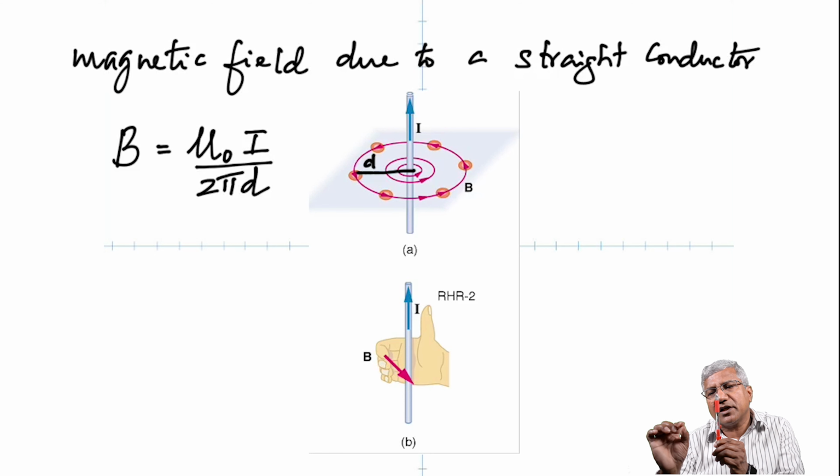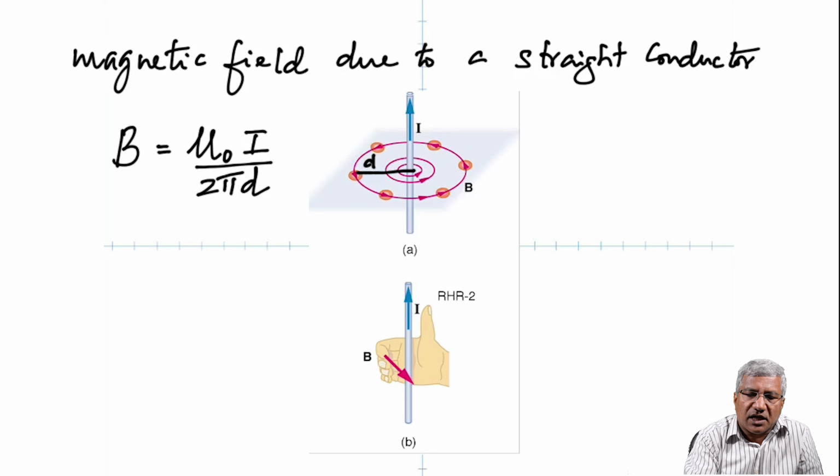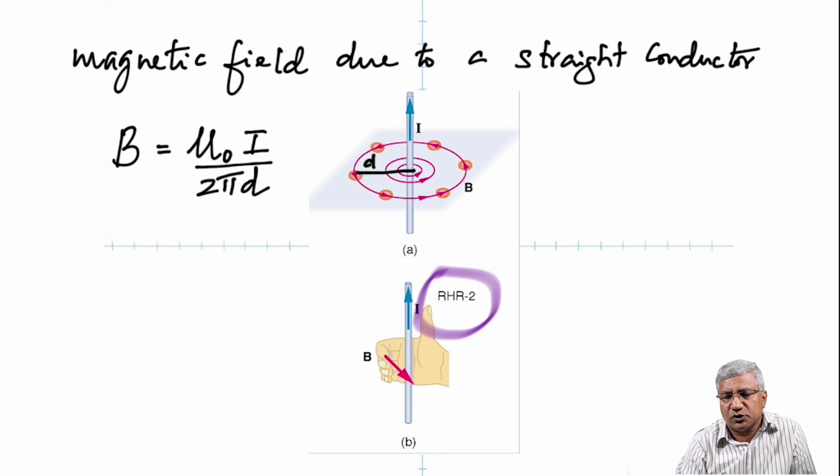But the magnetic field depends on the distance. So if you want to find the magnetic field at distance d, there it is, at a distance d, then it's given by mu naught I by 2 pi d. I is the current, d is the distance from the conductor in meters. And you see that it's in the form of concentric circles there. And at this time, let me also say that the direction is given by right-hand rule number 2. There it is, right-hand rule number 2.